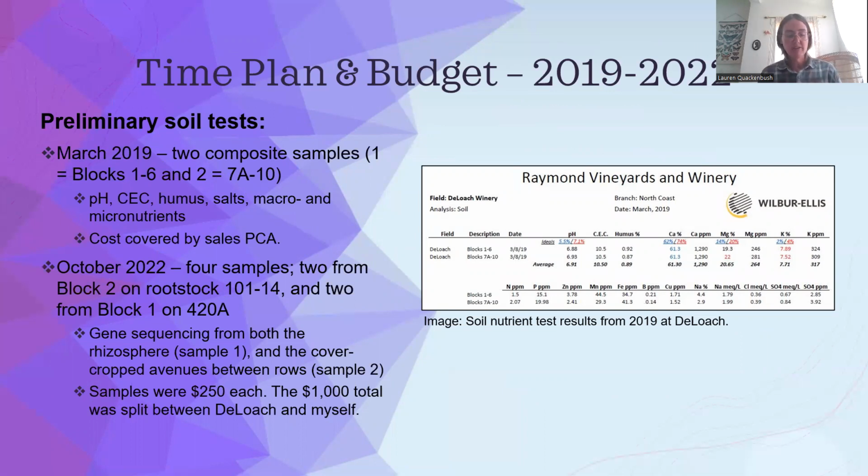The microbiome tests taken in October of 2022 compared the rhizosphere microbiome to the bulk soil microbiome in 2 blocks, one on rootstock 420A and one on rootstock 10114. These fall samples will be incorporated into my thesis report for comparison, and in the case of the bulk soil results, as a control sample. These gene sequencing samples cost $250 a piece, and the price was split between me and Deloach Vineyards.